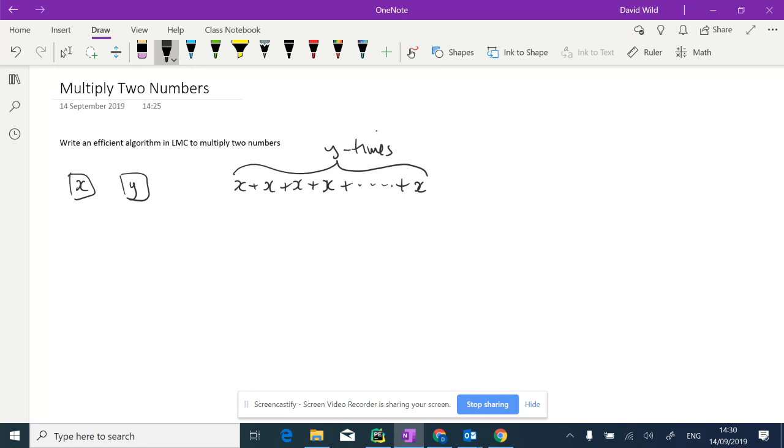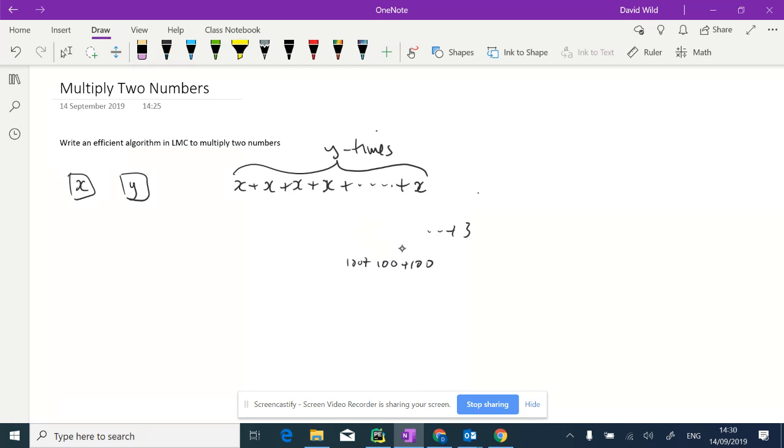So if we're going to do that, we want to make sure that we're doing this the most efficiently. So for example, let's say we're doing 3 times 100. Then we would prefer not to say this is 3 plus 3 plus 3, 100 times. We would prefer to have 100 plus 100 plus 100, so that we're only adding something 3 times rather than 100 times.